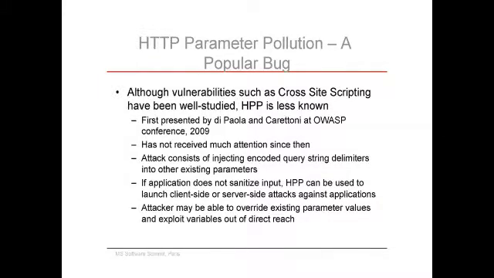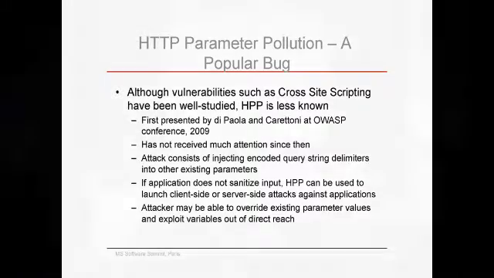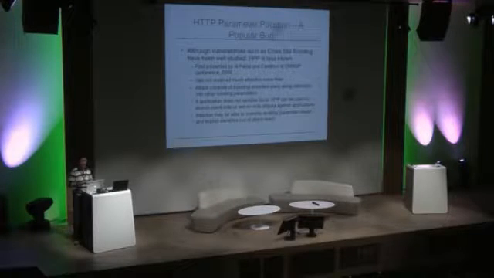Recently, we thought things like cross-site scripting have been well studied, but this class of bugs called HTTP parameter pollution was less known, so we were interested in this. It was presented by two researchers, Di Paolo and Carettoni, at the OWASP conference in 2009. It had not received much attention, so we thought, what if we look at this and try to find out what percentage of the web pages out there are actually vulnerable to this type of problem.